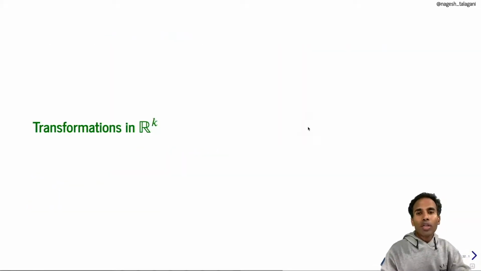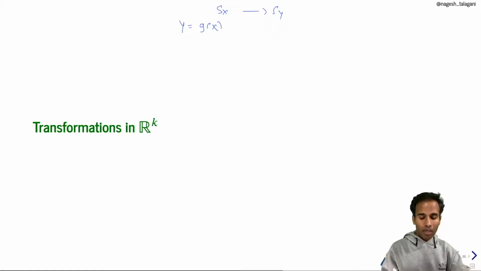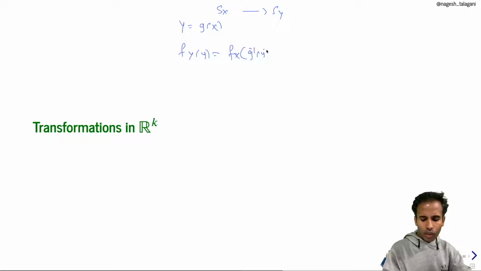Now we are going to study probability distributions of transformations in R^k. We have already studied probability distributions of transformations in R. That is, when we have y equal to g of x, where g is a differentiable one-to-one transformation from the support of X to the support of Y, then we know the PDF of Y in terms of the PDF of X is f_X of g inverse y times the modulus of the Jacobian of the transformation, d of g inverse y by dy, for y belonging to the support of Y.